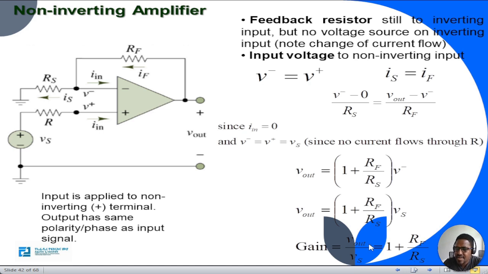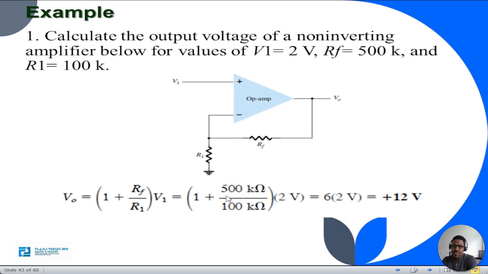By this equation we can amplify using the non-inverting op-amp. The input is applied to the non-inverting terminal. The output has the same polarity and phase as the input signal, so it becomes amplified and in phase. So let's see an example of a non-inverting op-amp.